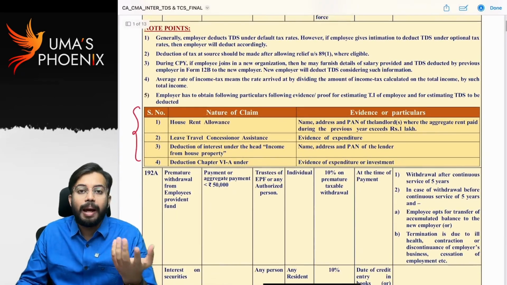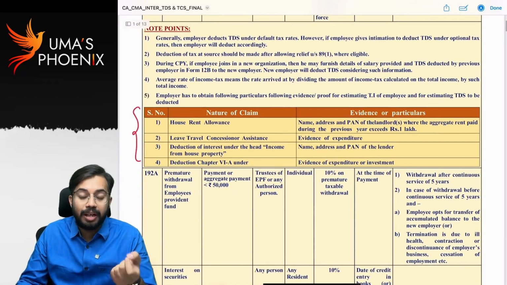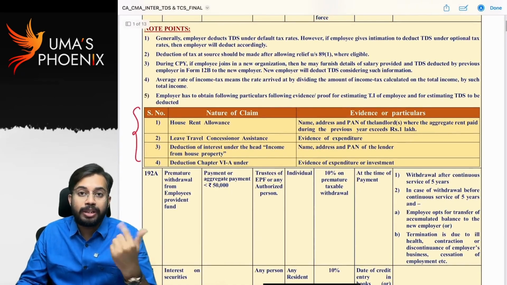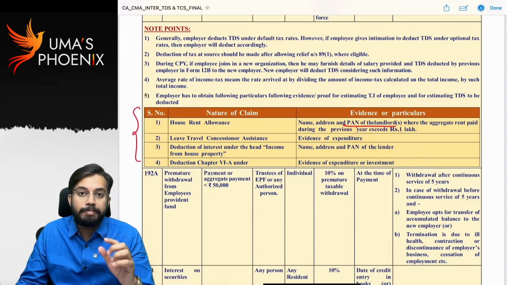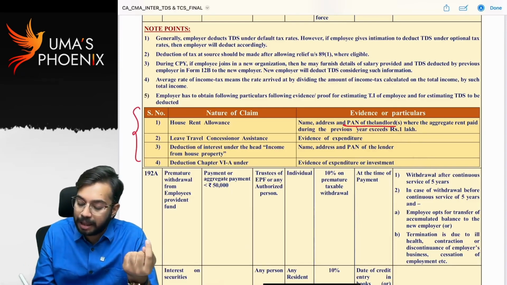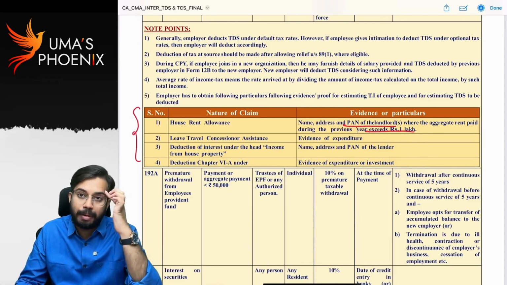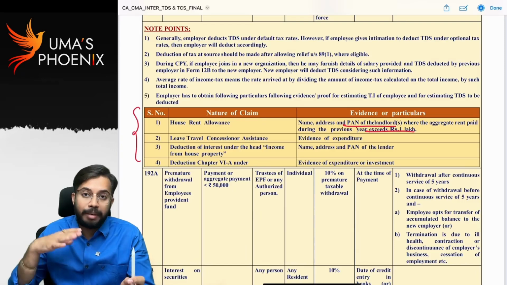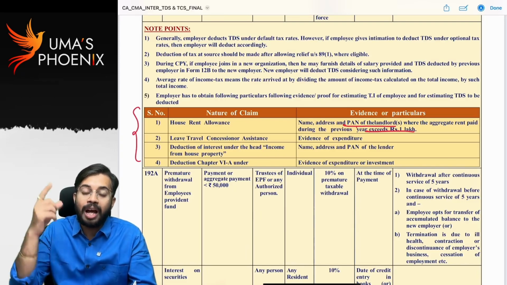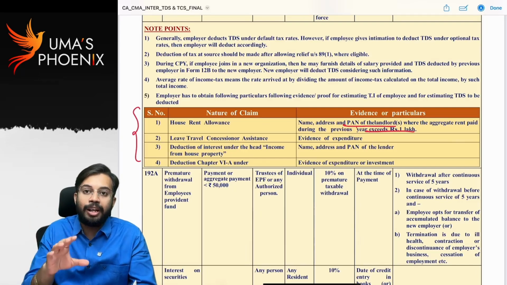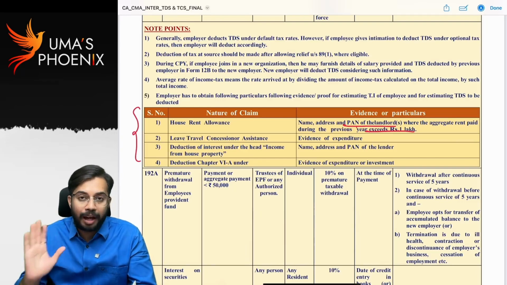For example, employee is claiming HRA exemption. Then the employee has to give the PAN number of the landlord. See, if employee is paying rent of more than 1 lakh, sometimes it is being asked in MCQs. Please remember, whenever employee is claiming HRA exemption and rent paid by the employee to the landlord is more than 1 lakh, the employee has to give the PAN number of the landlord to the employer. So employer will calculate HRA exemption and calculate total income accordingly.